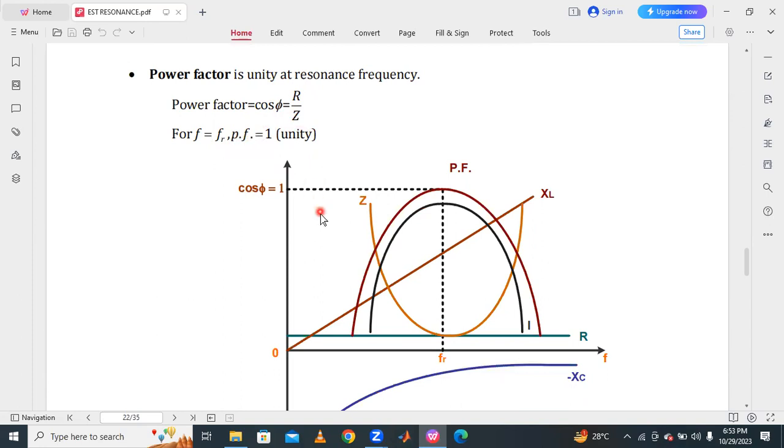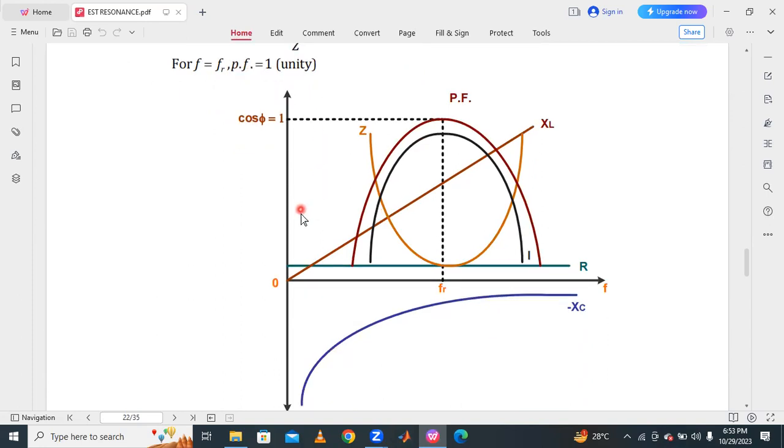So these are the curves under resonance condition. We are getting the expected type of curves. First, the XL curve: the x-axis is frequency and the y-axis is XL. XL versus frequency is a straight line from the origin that increases like this. This is the inductive reactance versus frequency.